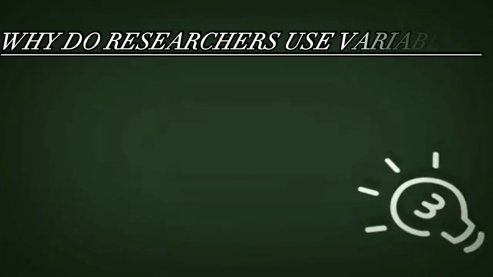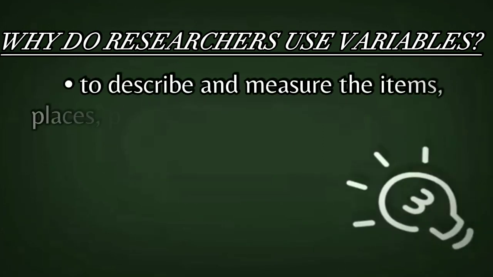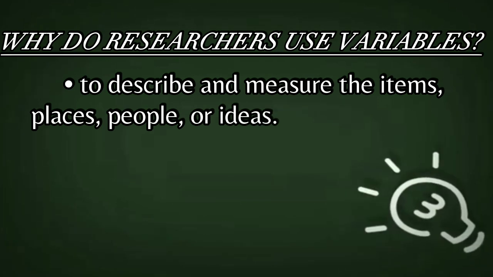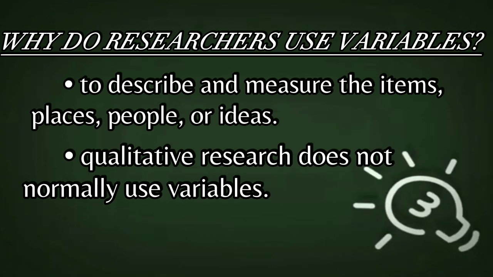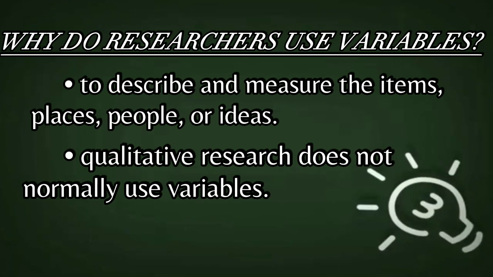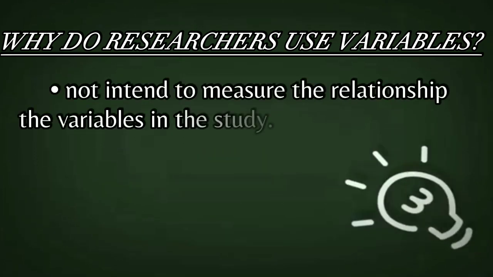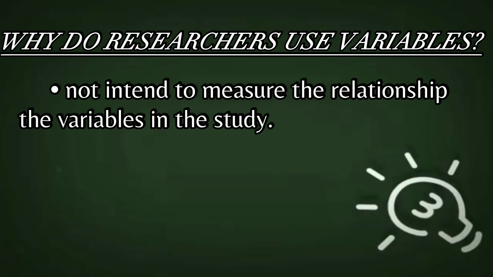Why do researchers use variables? Researchers use variables to describe and measure the items, places, people, or ideas that they are studying. It must be noted that qualitative research does not normally use variables because it aims to gather non-numerical data. It does not intend to measure the relationship between and among variables in the study.